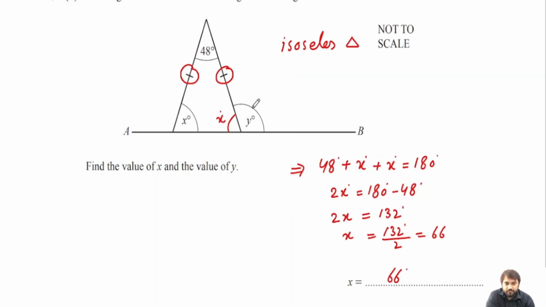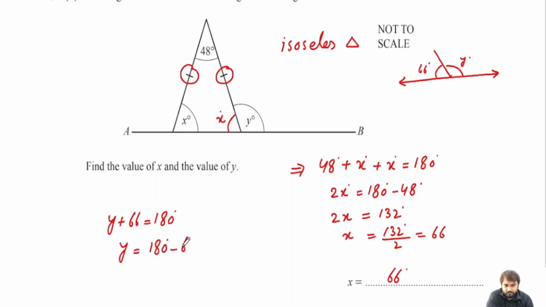Now we need to calculate the value of y. We already know that angles at a point on a straight line, something like this, if this angle is y degrees and this is 66 degrees, they add up to give 180 degrees. So angles on a straight line at a point add up to 180 degrees. The value of y will be 180 degrees minus 66 degrees. The answer to this one is 114 degrees.